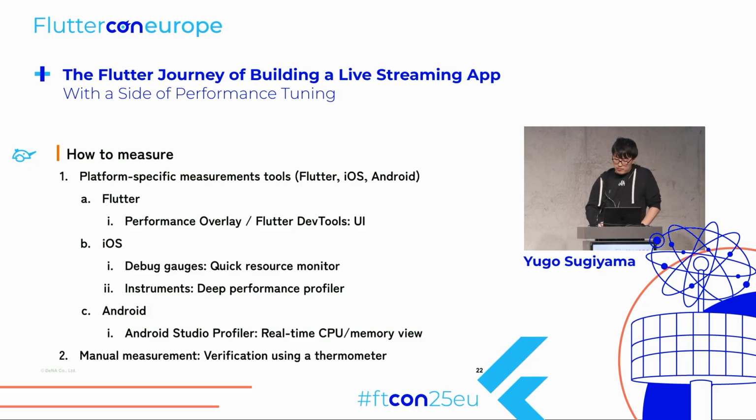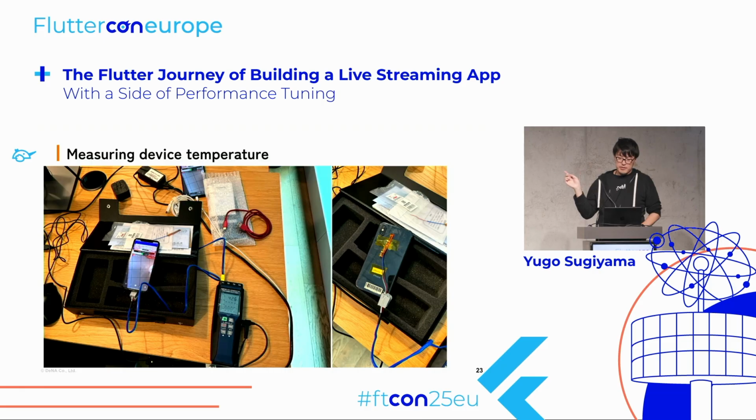In addition, for measuring the device surface temperature, we use a dedicated thermometer. The device temperature is measured by our QA team in this way. They attach the temperature sensors directly to the device to record the values. We are very grateful to the QA team for carrying out this kind of measurement. But since it puts a heavy workload on them, we also want to think about how to make the performance measurement process itself more efficient.